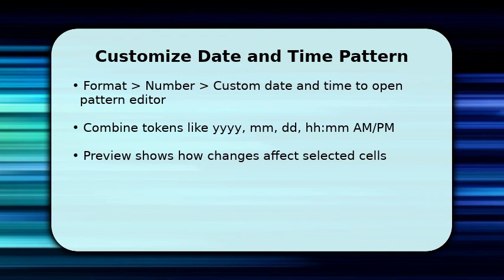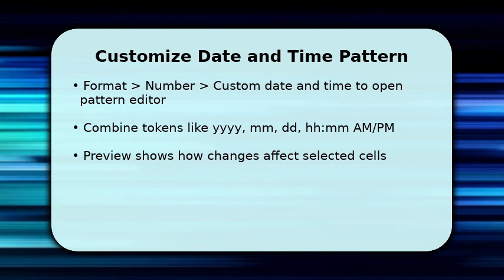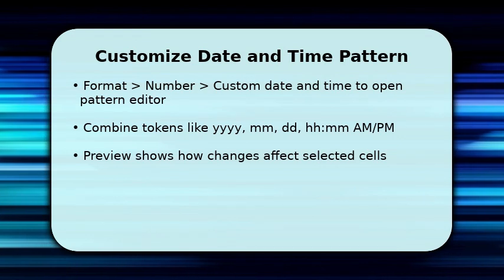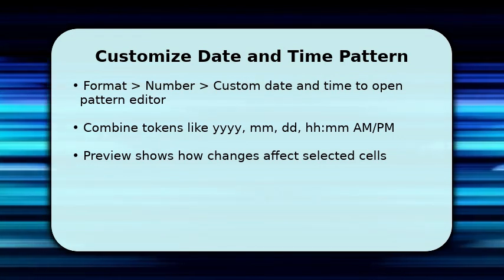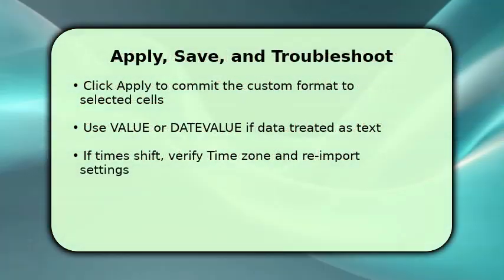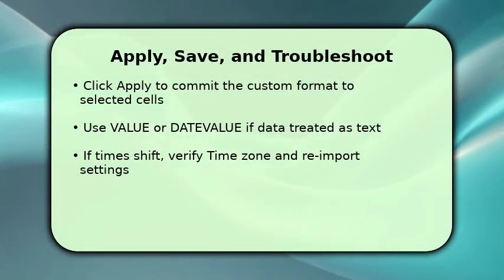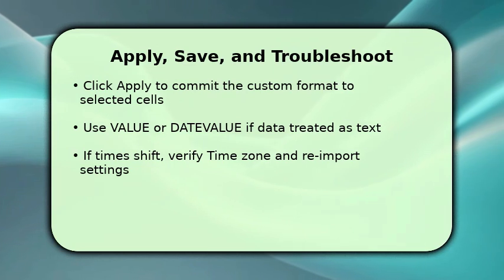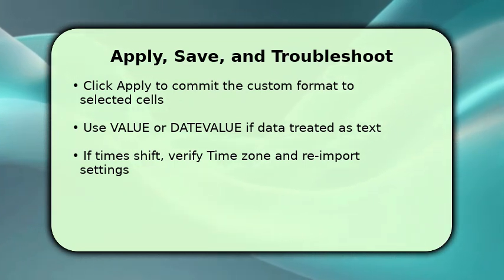For example, DD MMM YYYY HH:MM for 05 Jan 2026, 14:30. Make sure to include separators, and AM/PM only if you want 12-hour time. Once you edit the pattern, the preview updates immediately, so you can confirm the visual result. Apply the new custom format to lock in the display. The underlying serial date remains intact, so calculations still work.